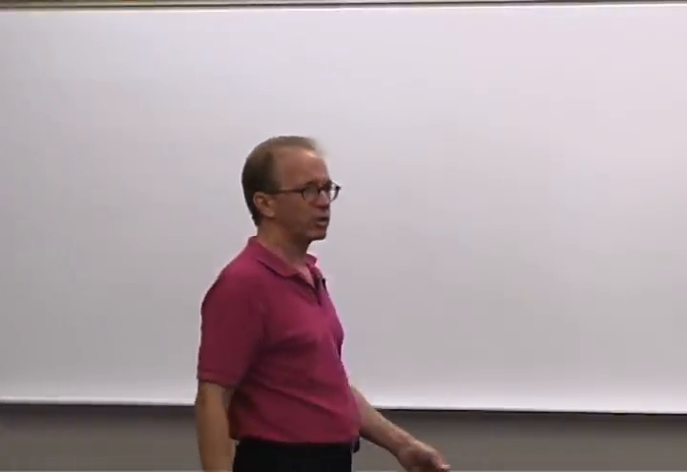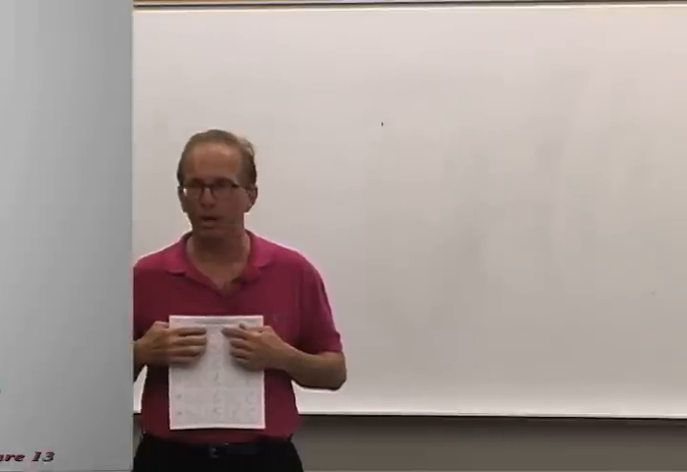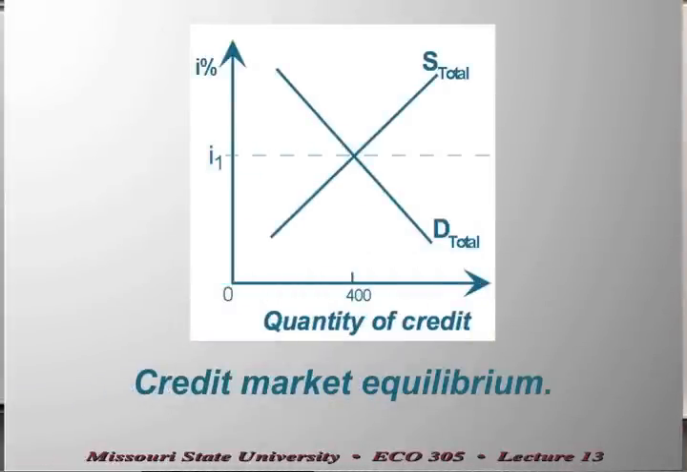Then what we do is we take all those three supply components and add them together, and right in the center of the graph we get the total supply of credit. And we add those two demand components together, and in the center we get the total demand for credit, and so that's where the interest rate is determined. This is what we did last time in class.